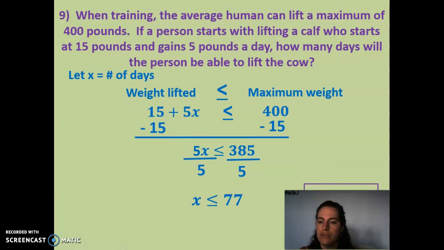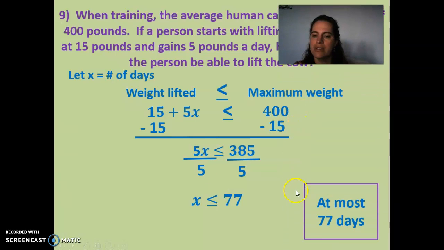So whatever phrase you can use to say it's got to be more than just 77 days. You can say at most 77 days. You can say less than or equal to 77 days. Something to that effect. A maximum of 77 days. Any of those phrases will work.